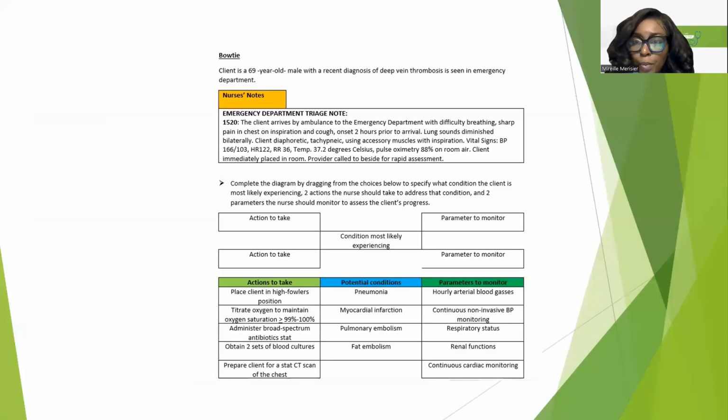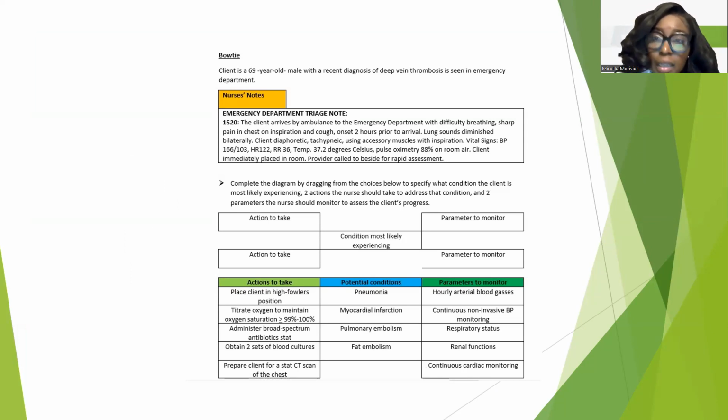So let's do a classic Next Generation question. It's a bow tie question, okay? So when we look at this, same patient, signs and symptoms, the client arrived in the emergency department, triage.